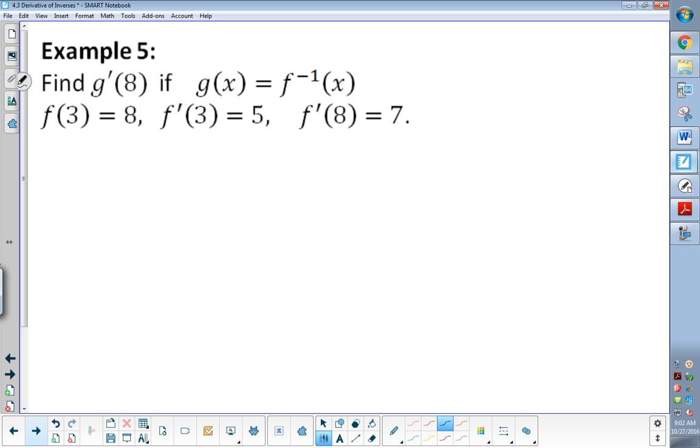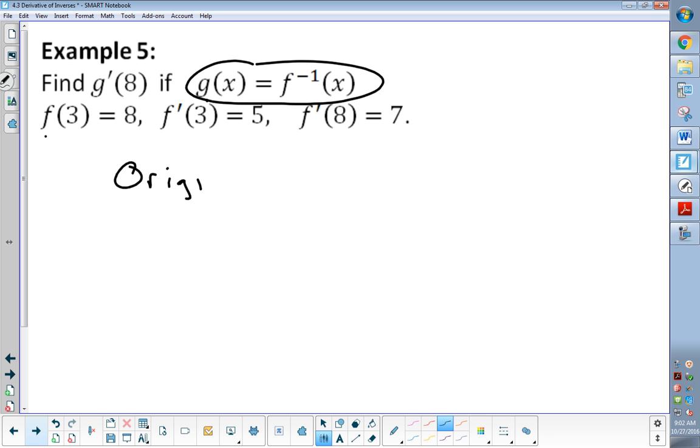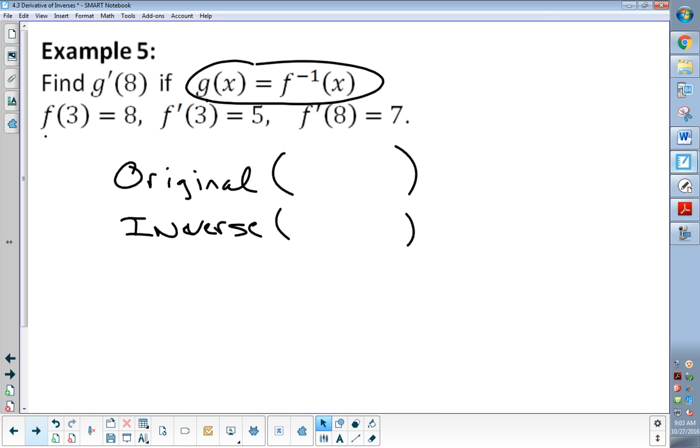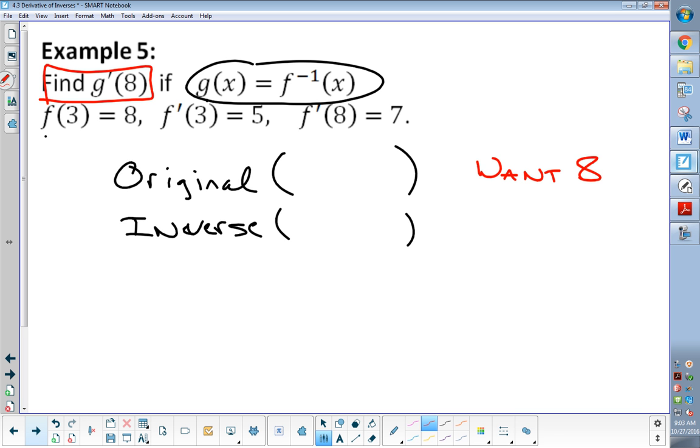I'm going to set it up and see if you can do the rest of it. I see f, I see g, I see inverse. As I read this problem, I know that I need to set up two things. I need to know what's my original point. I need to know what's my inverse point. In the end, my job is to find, I want to know what g prime is at 8.